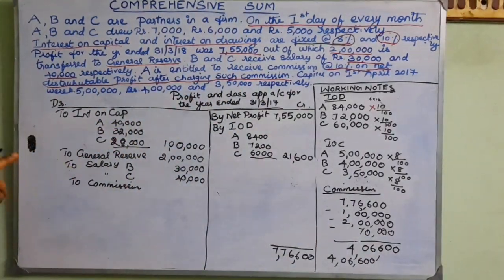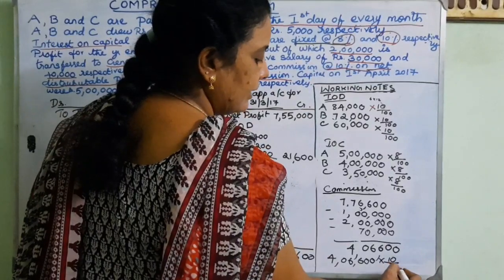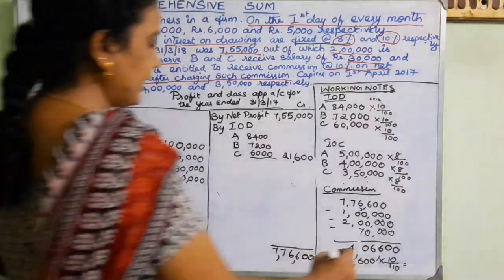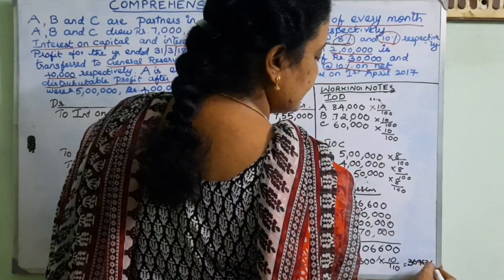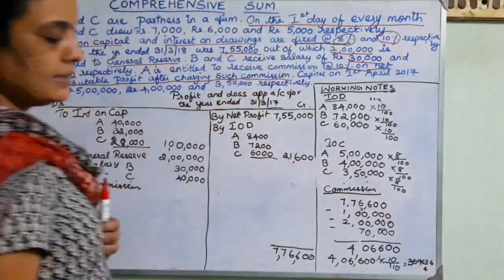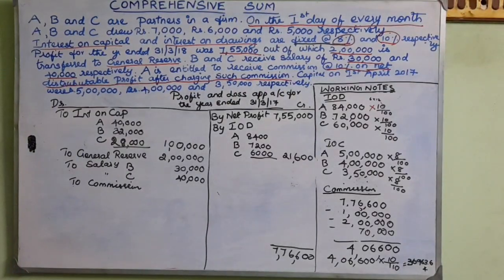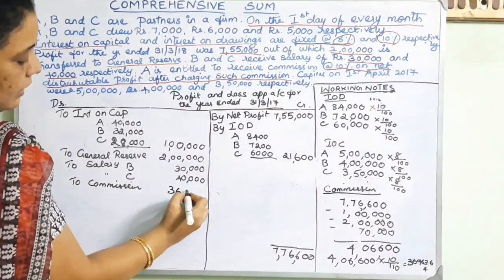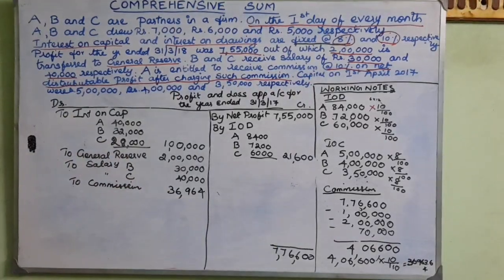See children, whenever it is before charging commission, 10% means 10 by 100. If it is after charging commission, it is 10 by 110. What amount will you get? You will get 36,963.6, which you can round off to 36,964. So the commission will be 36,964 as your amount. Okay, please round it off.